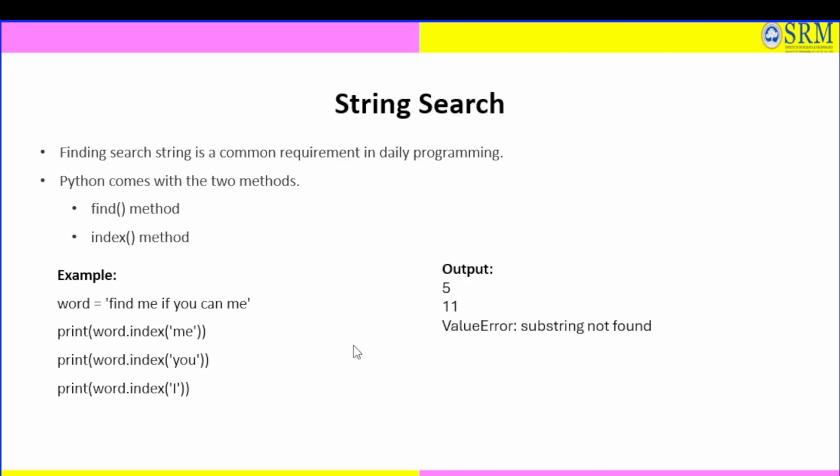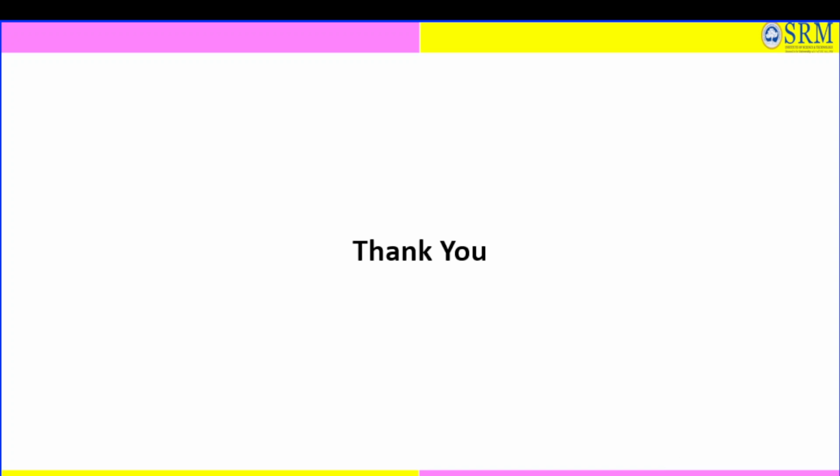For the first case, it finds the position of me: 0, 1, 2, 3, 4, 5. In the fifth position, we can find me. And you: 5, 6, 7, 8, 9, 10, 11. At the 11th position, we can find you. Then the third one is capital I. Actually, we have a small i. It tries to find capital I, but it is not there in this particular string, so it is going to throw an error called value error. That's all about string manipulations. Thank you.